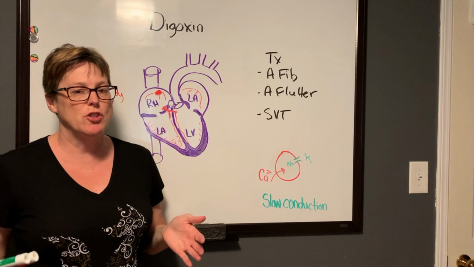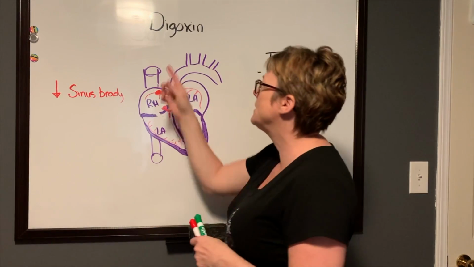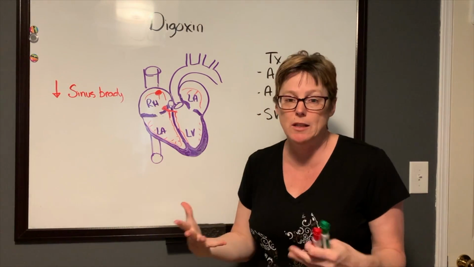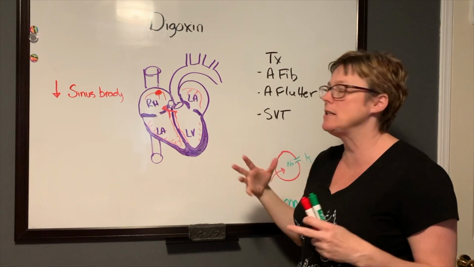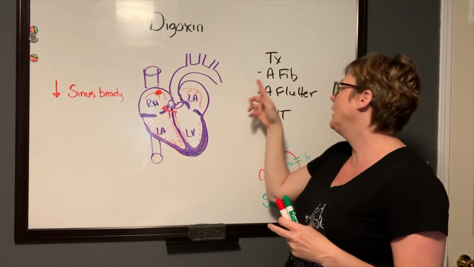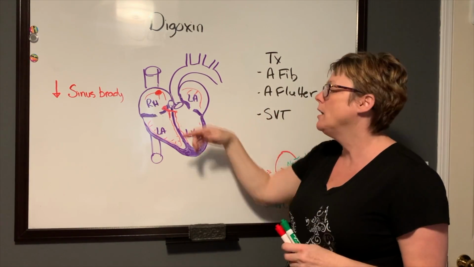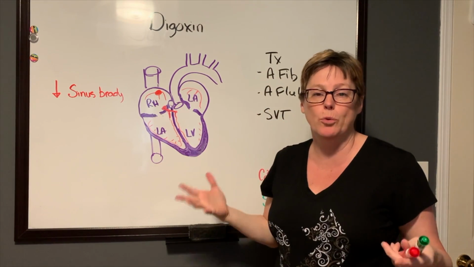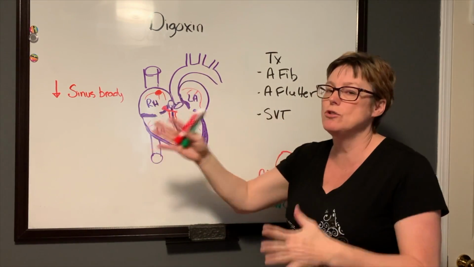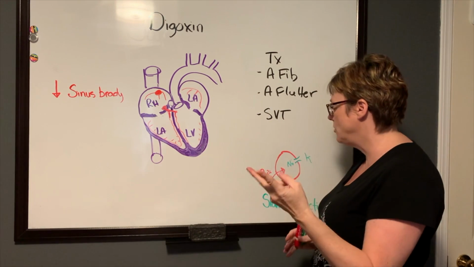Now I want to talk about digoxin for a few minutes. And digoxin is typically used to treat atrial fibrillation, atrial flutter, SVTs, and that's because there's too much. When atrial fib and atrial flutter are uncontrolled, there are too many signals getting to the ventricles and the ventricles are contracting too quickly. And so digoxin is used to slow that down, and it does that in 2 ways.